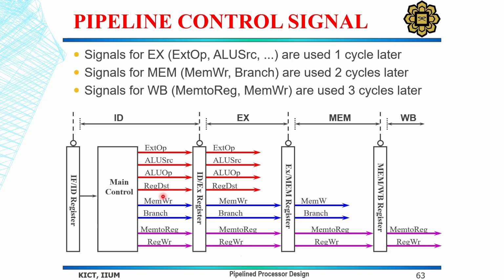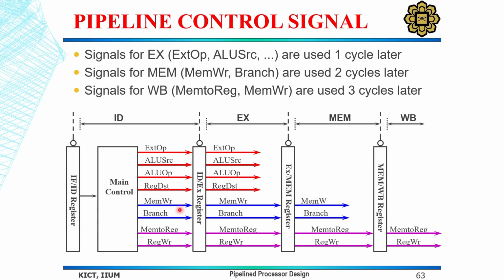Now we can see the different control signals in each stage and what they are used for. For example, this one, extended operation: this controls whether it is sign extension or zero extension. Then we have ALU source, which controls the selected source for the ALU input: if it is 0, it is register B, and if it is 1, it is the immediate constant. Then we have 2 bits for the ALU operation, and then we have the destination register. These all are used for the execute stage.